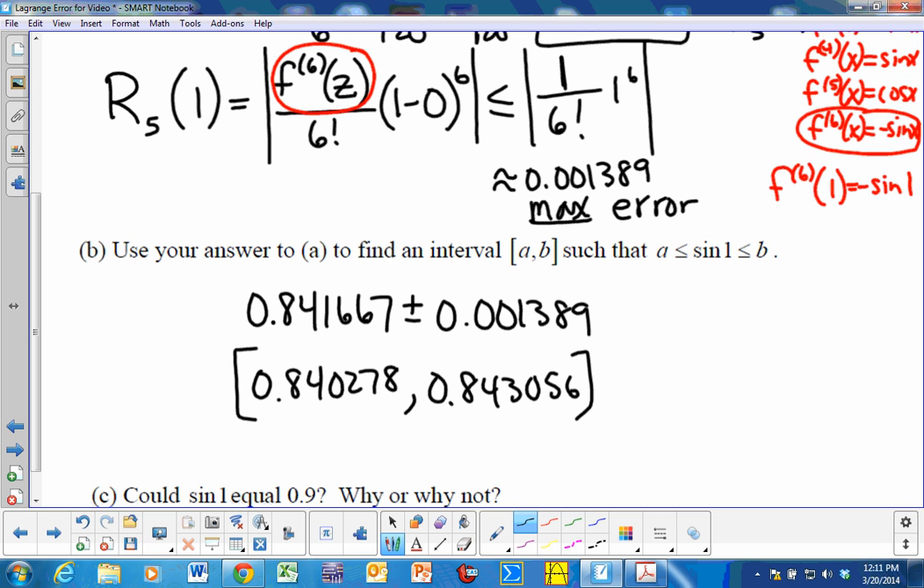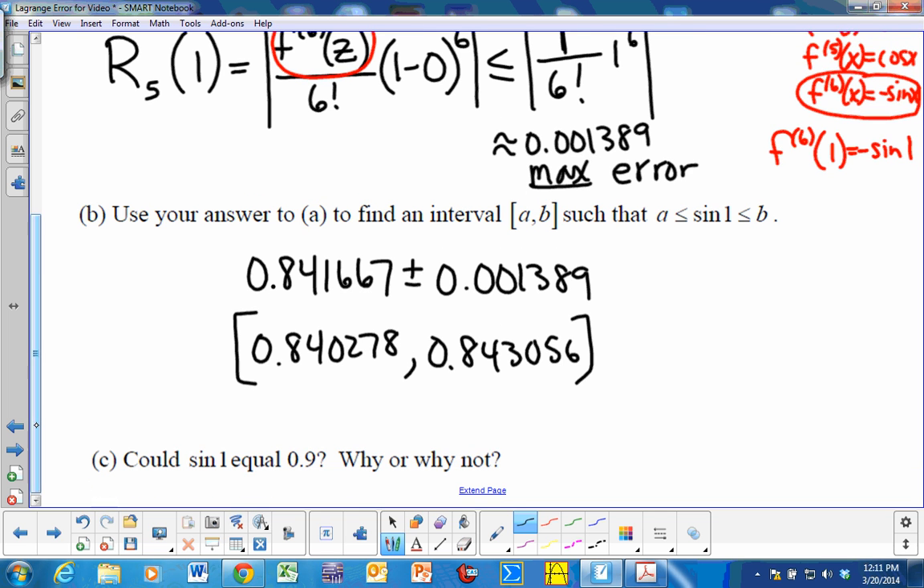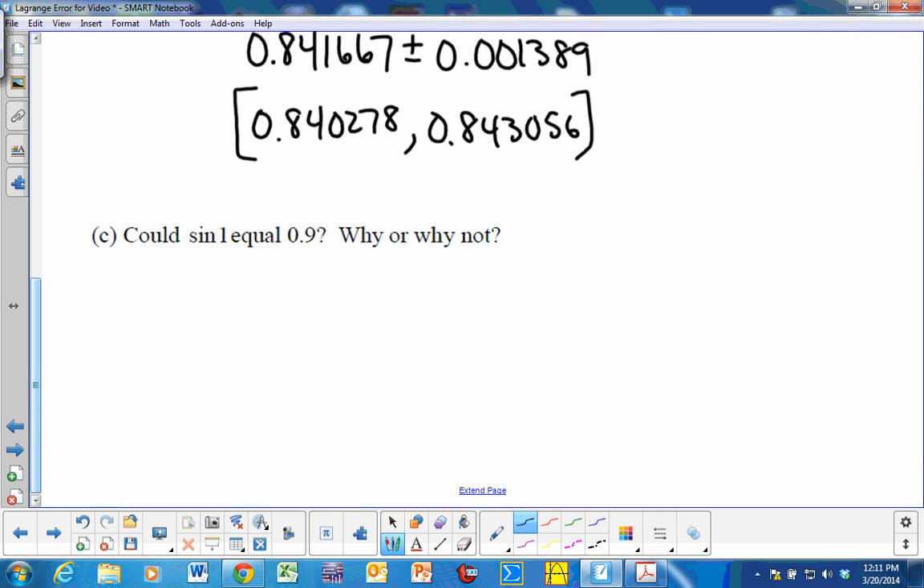So you are anywhere within that interval. It is the actual value of sine of 1. So then the next question says, could sine of 1 equal 0.9? Well, look at your interval. 0.9 is not in there, so our answer would be no.